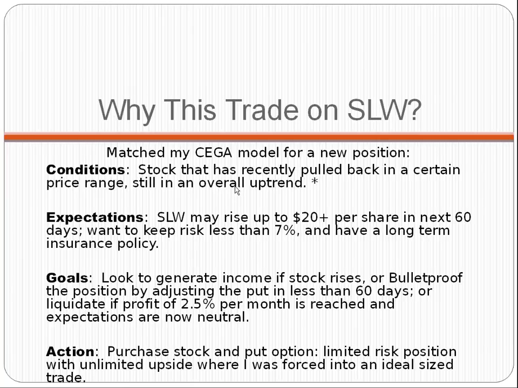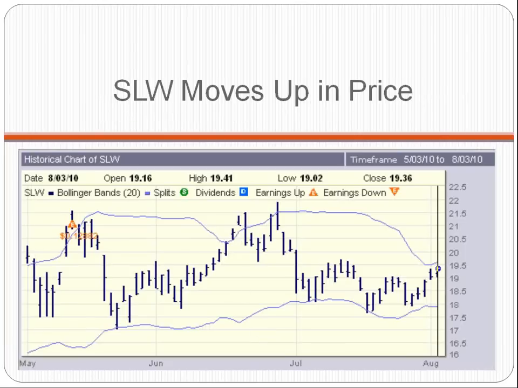This is the CEGA model here. What are the current conditions? What were my expectations? What are my goals? And then, of course, that dictates the action. We're going to purchase the stock and the put option, which fulfills this long-term insurance policy at or less than 7% at risk, and have the unlimited upside, keeping an eye to the income methods.